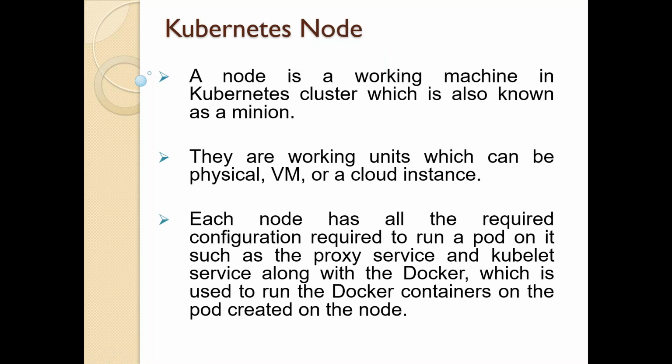Then we have a node. We saw that, right? A node is a working machine in a Kubernetes cluster, which is also known as a minion. In the old documentation, you will see this as a minion, but now it is actually a node. They are working units which can be physical, a virtual machine, or a cloud instance.